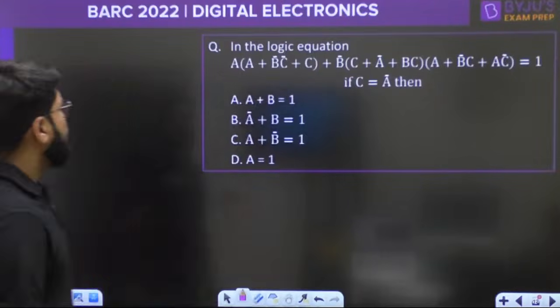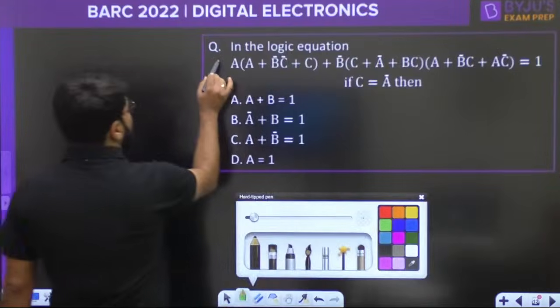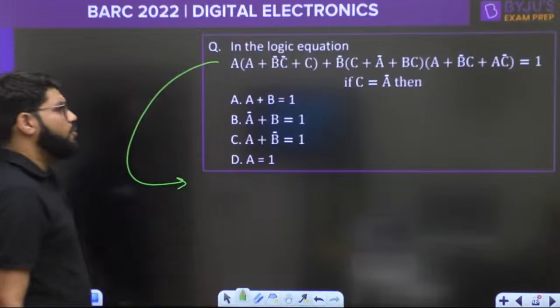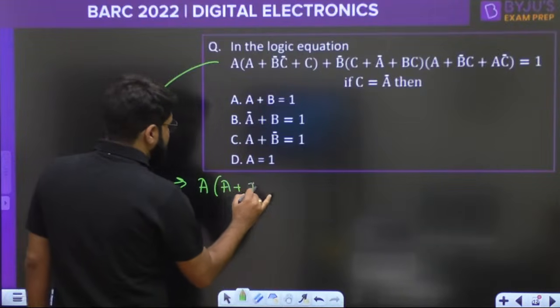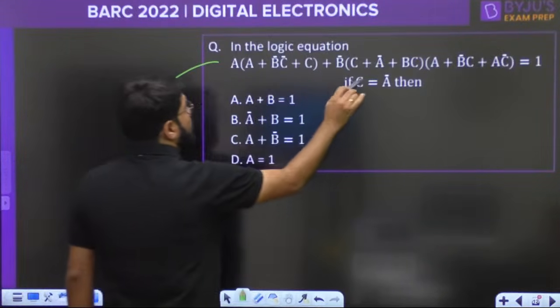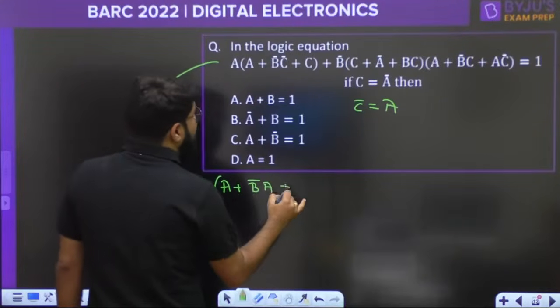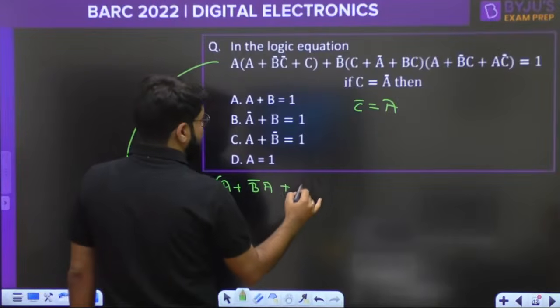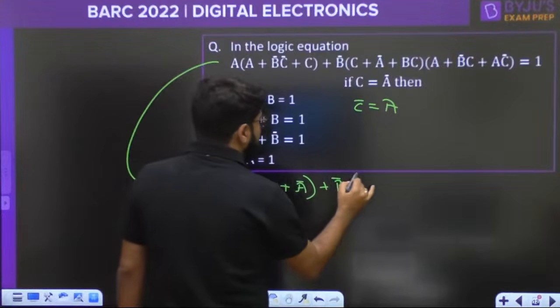So if C is equal to A bar, look, the equation is going to become A plus B bar into C bar. What will C bar be? C bar will be A. So this becomes A plus C, and C is equal to A bar. Let me rewrite this in terms of the new variable, plus B bar.